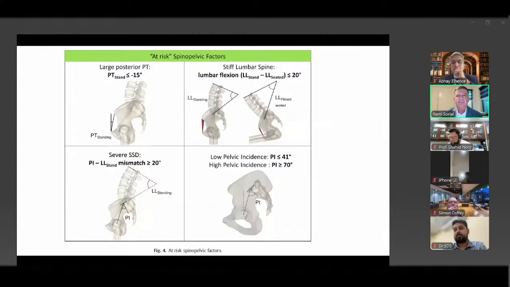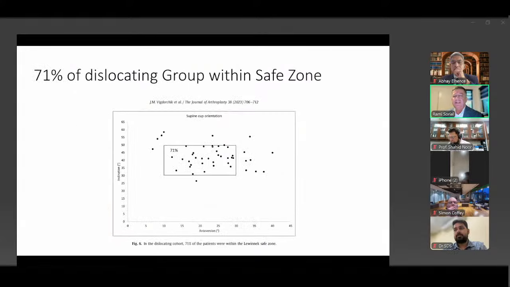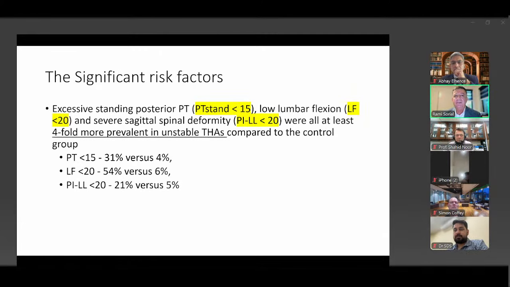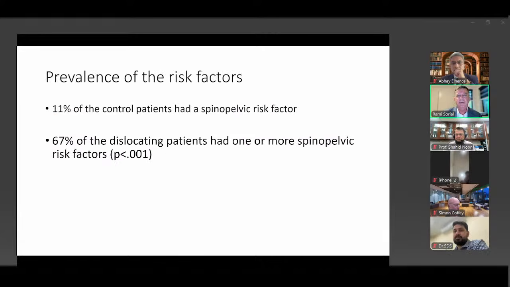concepts behind spinopelvic mechanics. And interestingly, they define that 71% of their dislocating group was within the safe zone. Therefore, the safe zone is no longer safe. We should be talking about functional zones, more individualized per patient for hip replacement. The significant risk factors is a pelvic tilt less than 15 degrees, lumbar flexion less than 20, and a PI-LL mismatch less than 20. This provides fourfold more prevalent risk of unstable hips. 11% of the control patients had one spinopelvic risk factor, but 67% of the dislocating patients had one or more of these risk factors, and this was significant.